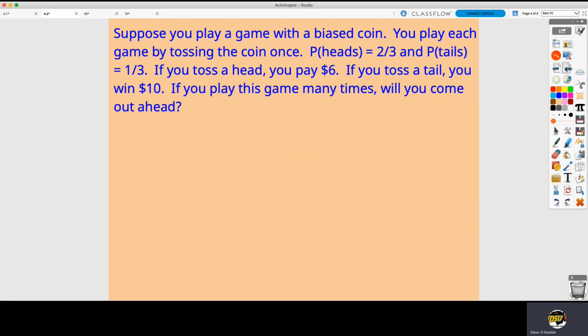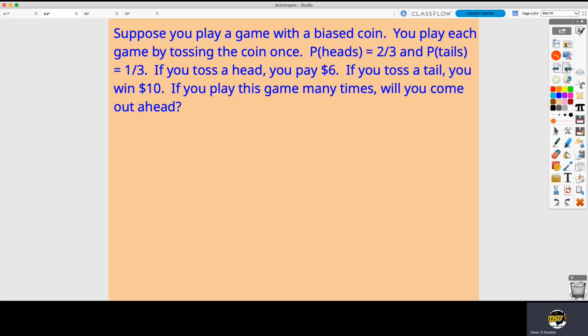All right, let's go to another one. Suppose you're playing a game, you are told that it's a biased coin. You play each game by only tossing the coin once. The probability of getting a head is 2/3. Probability of getting a tail is 1/3. If you toss the coin and get a head, you have to pay $6. But if you toss the coin and get a tail, you win $10. If you play this game many times, will you come out ahead?